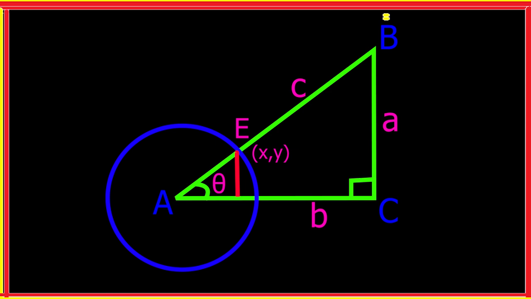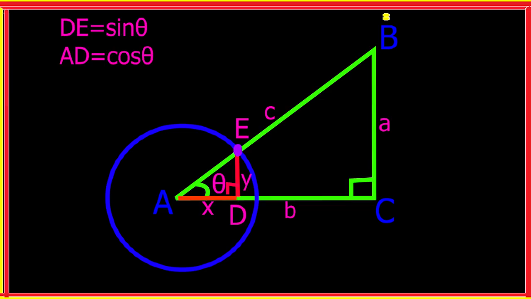Let's represent those points by D and E. So the side AD is x and DE is y. From what we defined before, we know that DE is sine theta, that is y, and AD is cos theta, that is x. Now there are two right angle triangles in this diagram, triangle ABC and triangle AED. Angle theta is common to the two right angle triangles and we have 90 degrees for both. The remaining angles of triangle AED and ABC are congruent.